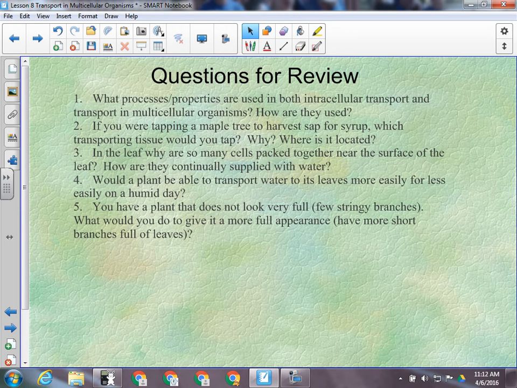What processes or properties are used in both intracellular transport and transport in multicellular organisms? Which two did we talk about today? Cell transport processes, that's where they occur. No, that's not a transport process. It is something the plant uses to support itself. What are the two transport processes that we talked about? Osmosis is a huge one. Without osmosis, the plant is not moving water up the plant. So osmosis is a big one, but so is diffusion.